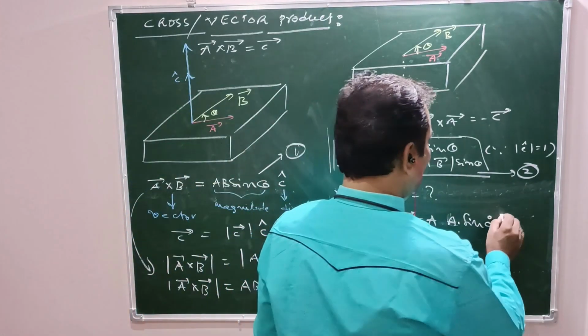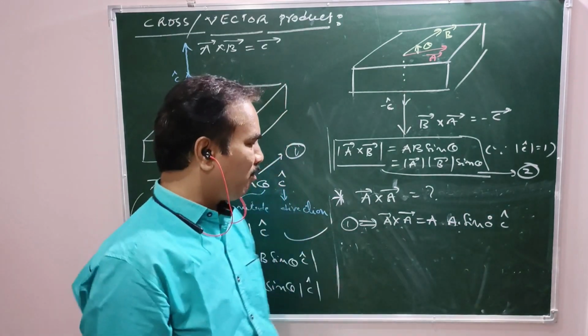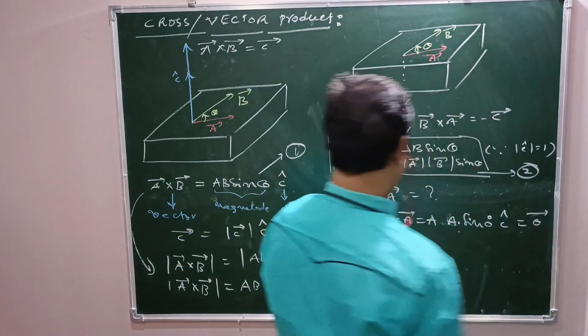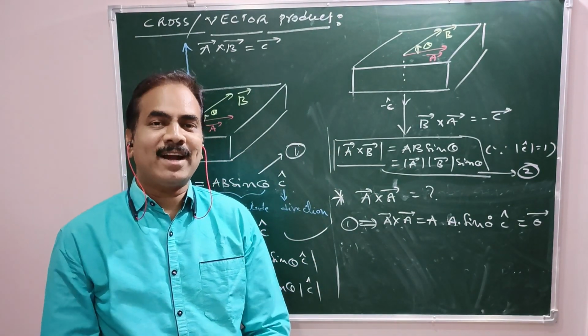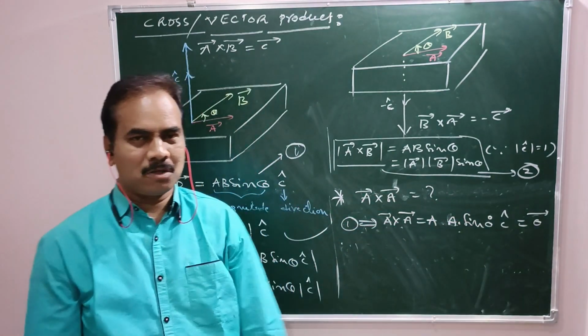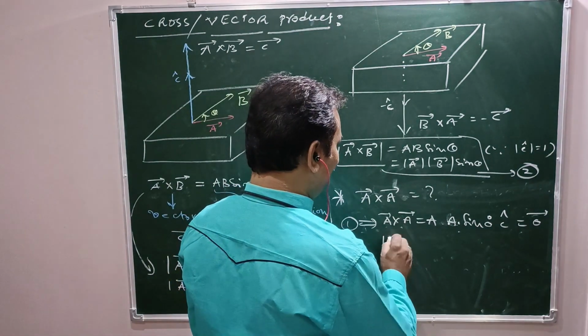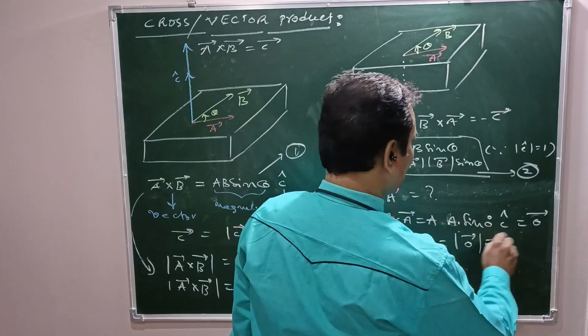Say this is C cap. What is sin 0? 0. 0 into something, that is 0 bar. So, what is the reference? The cross product of any vector with itself is the null vector or zero vector. If I take the modulus, mod of A bar cross A bar, that is mod 0 bar, that is 0.